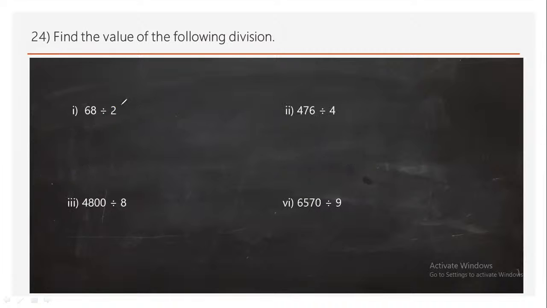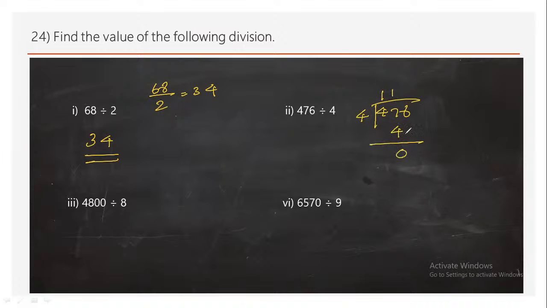Find the value of the following division. 68 divided by 2. That is 34. 476 divided by 4. 7, how many fours? 1. 1 times 4, 4. 7 subtract 4 is 3. 36, how many fours? 9. 9 times 4, 36. It means the answer is 119.